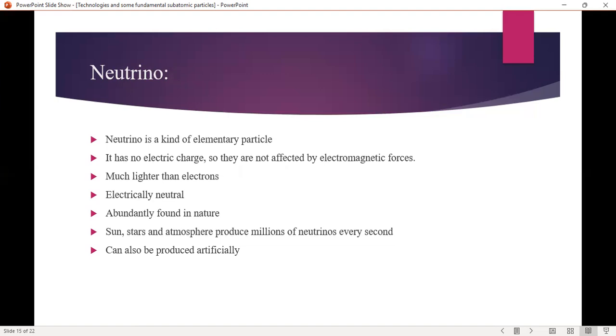These particles, neutrinos, are much lighter than electrons. But these neutrino particles are electrically neutral because they have no charge. They are abundantly found in nature. Our sun, stars, and atmosphere produce millions of neutrinos every second. They can also be produced artificially. One more point, neutrino particles can also be produced from the radioactive decay process.